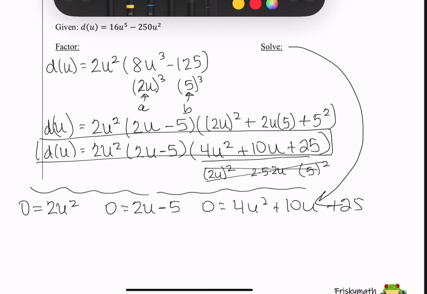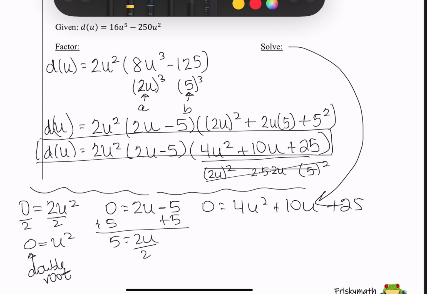All right, so solving this, I got u squared equals 0. Guess what kind of root I have here? I have a double root. So I know that at x equals 0, I'm going to have a double root. Again, we'll learn more about that in the future, but it's good to kind of tie it all in. Okay, this one's going to be an x-intercept of 2.5.